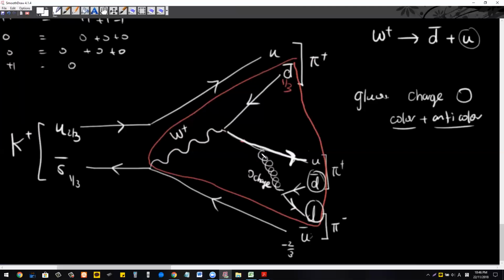So that's why this gluon is coming from this quark, and that's producing this D antiquark and D quark, which preserves the charge and everything. But something tells me this is wrong because there is a strange here. Then strangeness must be conserved.